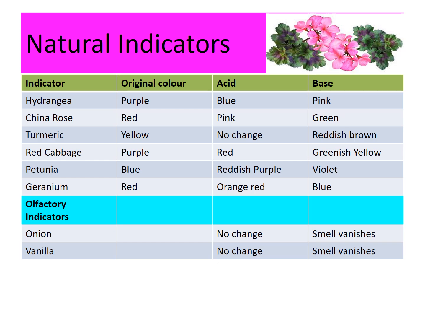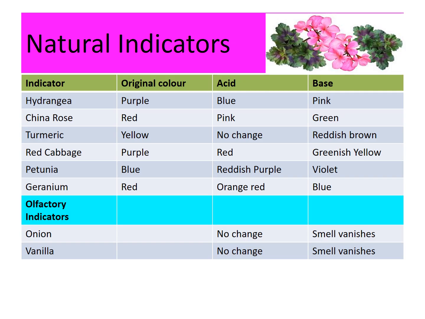In this table you can see some natural indicators. Hydrangea, their original color is purple, but in the acidic medium it shows blue color, or in the basic medium it shows the pink color. That means their flower changes their color in the acidic or the basic medium. As the soil changes its pH, the color of the flowers also changes. Similarly, China rose, original color is red, in the acidic medium it turns pink, while in the basic medium it turns green.